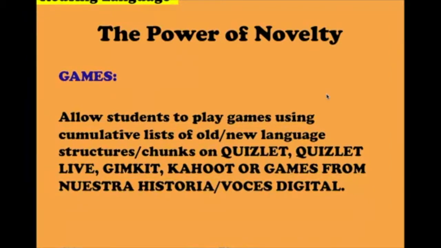Kahoot. Kahoot is great. The kids love it. I always tell my students, well, you have to realize it takes me time to make a Kahoot. Yeah, I cut and paste some other people's. That's a wonderful thing. We can share Kahoots. But I don't do as many Kahoots with students because it takes me a lot of time to make them, and I would use a lot more Quizlet. Games from, for example, Nuestra Historia or Voces Digital. If you use the Nuestra Historia curriculum or Voces, they have great games that your students could be playing also.